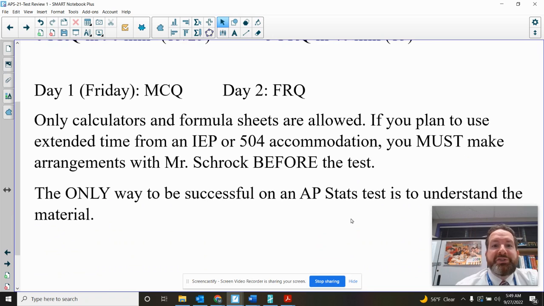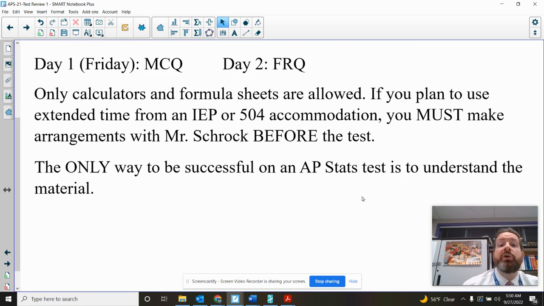Because of our class structure this year, we're going to do this over 2 days. The first day will be multiple choice on a Friday, and then we'll finish up with the free response questions the following Monday. All you are allowed is your graphing calculators and your formula sheets. Nothing else. Any work you do must be done on the physical test paper itself.